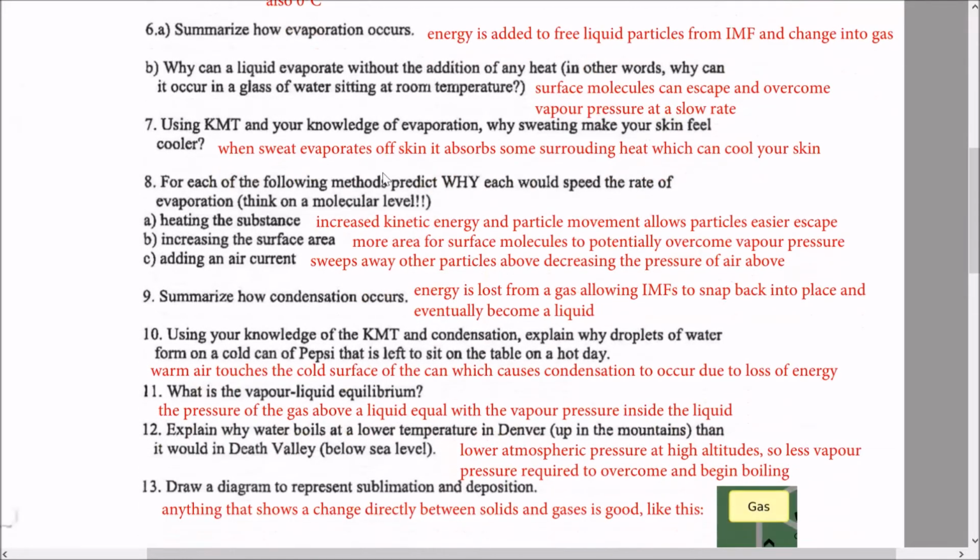For each of the following methods, predict why this would speed up the rate of evaporation on a molecular level. Heating increases the energy in particle movement, and the faster and more energetic particles become, the easier they can escape from intermolecular forces and change state. Surface area similarly: if there's more area, there are more molecules on the surface, and statistically you're more likely to have evaporation happen, and that can speed it up as well. You're just giving it more opportunities.